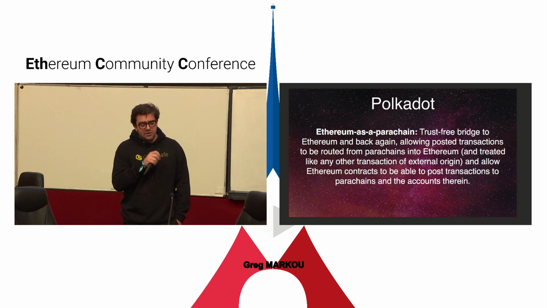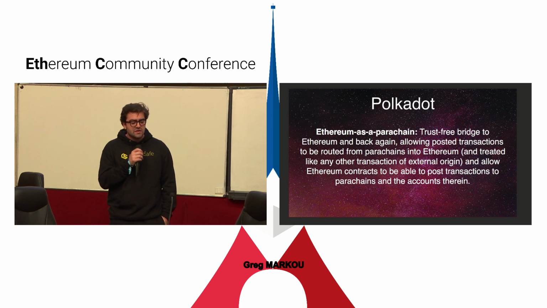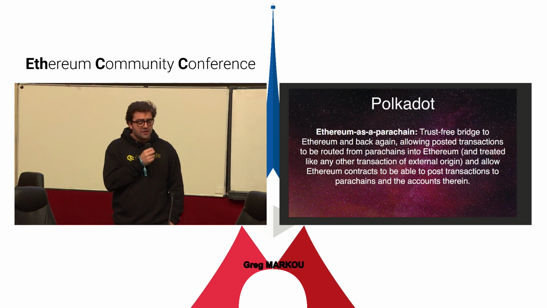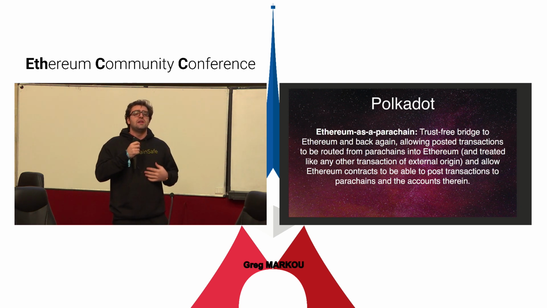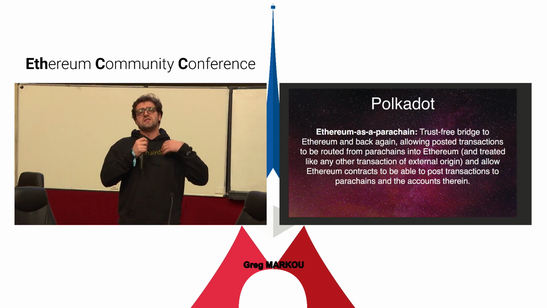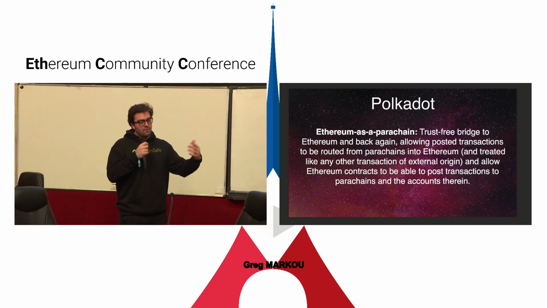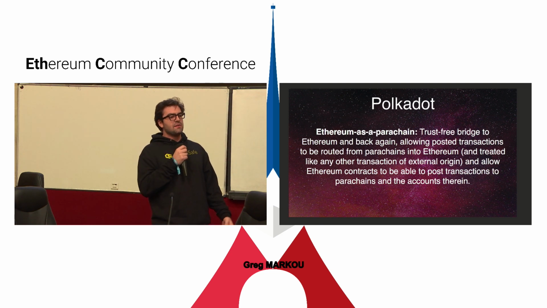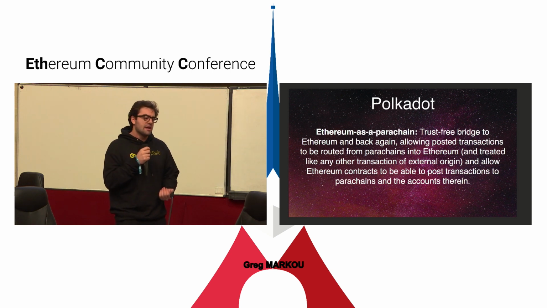So there's this idea of Ethereum as a parachain. Basically a trust-free bridge to Ethereum and back again, with the idea of routing transactions through parachains back into Ethereum. So this would be the same way as I was talking about how we had all these issues where we needed to use a sidechain, but we wanted to still use the mainnet as our main point of security. With Polkadot, we can actually achieve that through parachains because it's built for interoperability amongst chains right out of the gate.